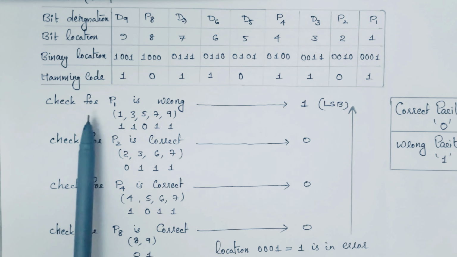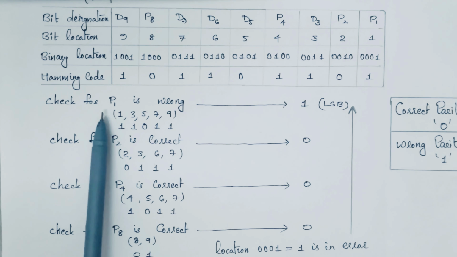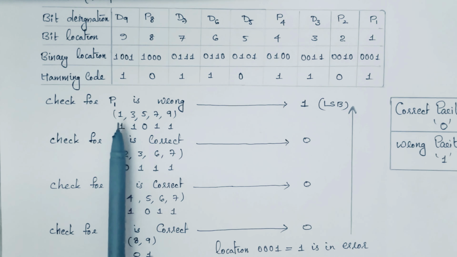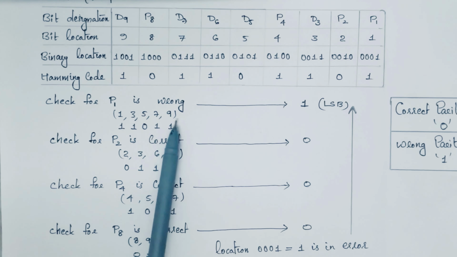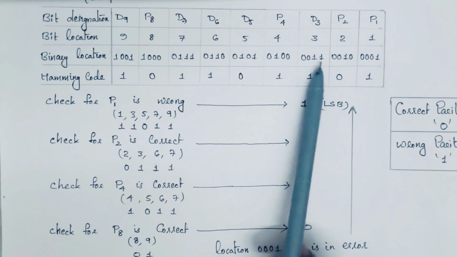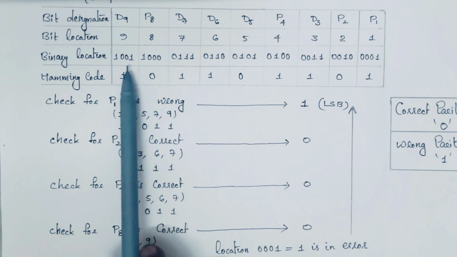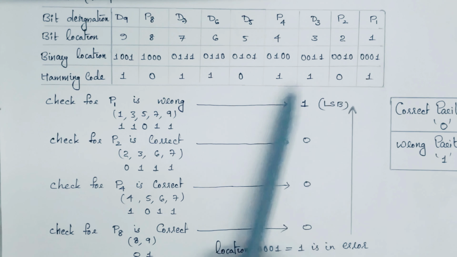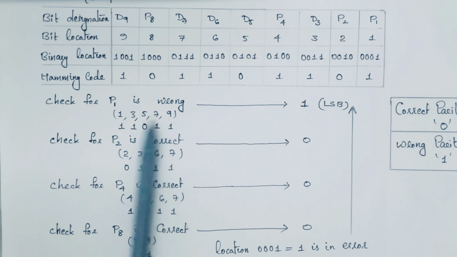Now first we are going to check for the parity P1. So while checking for P1, we need to check the locations 1, 3, 5, 7, 9. Why 1, 3, 5, 7, 9? In the locations 1, 3, 5, 7, 9, the first bit is 1. So that is why we are grouping 1, 3, 5, 7, 9 in a group.